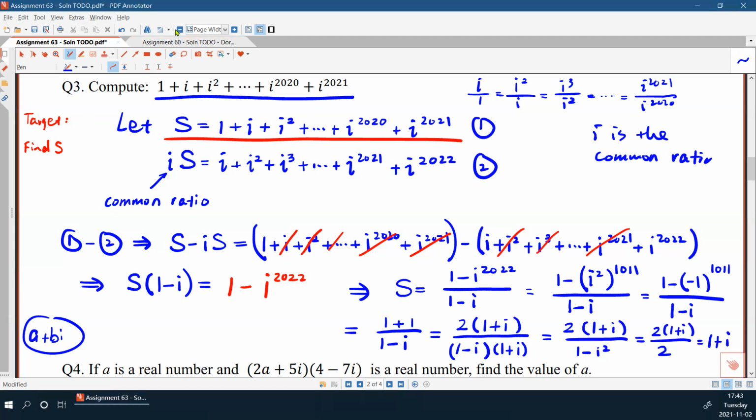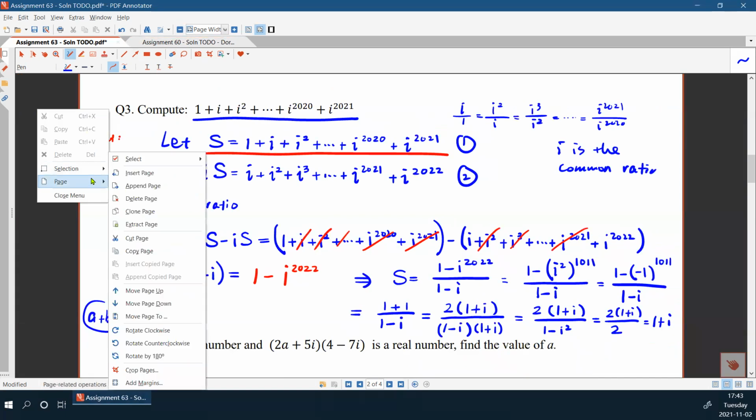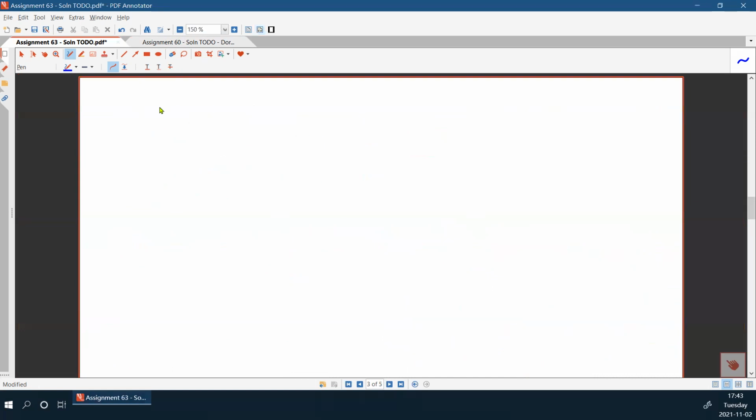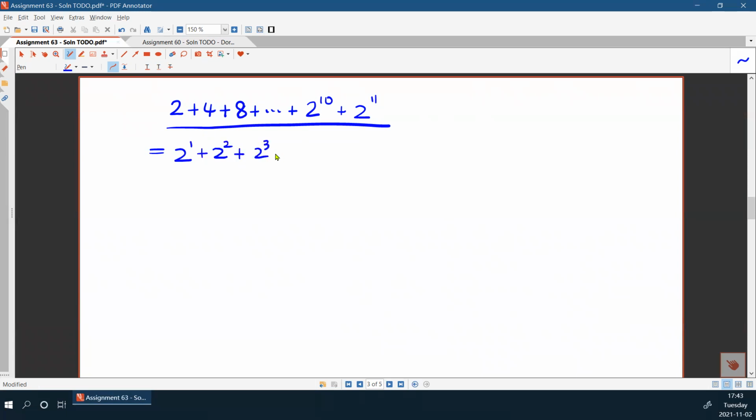Well, actually, let me give you another example. For example, if we have a geometric series such as 2 plus 4 plus 8 plus, etc., up to 2 to the power of 11, how do you compute this? This is actually 2 to the power of 1, then 2 to the power of 2, and then 2 to the power of 3, and so on.